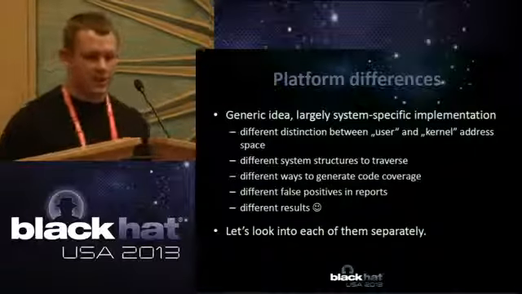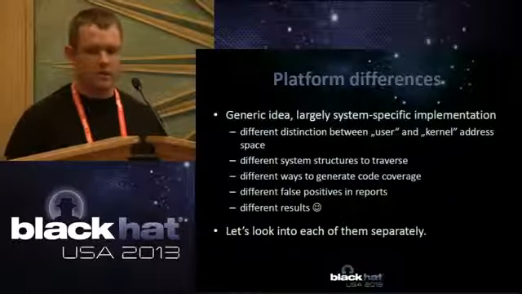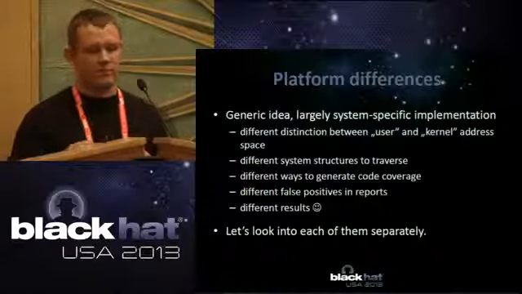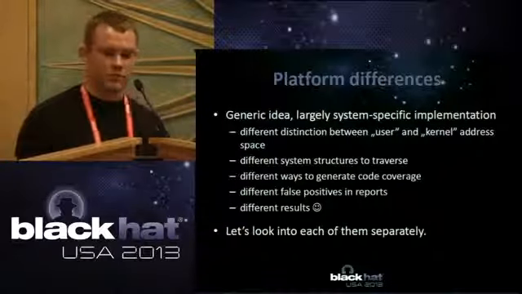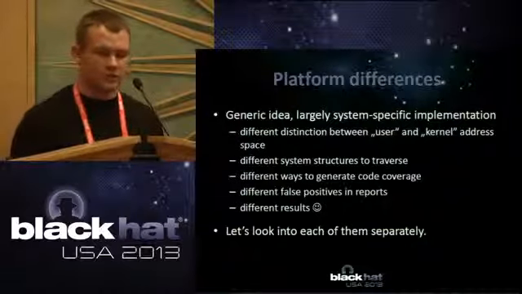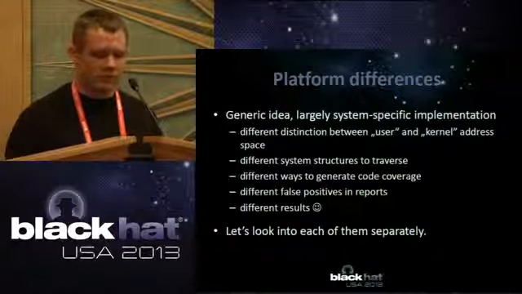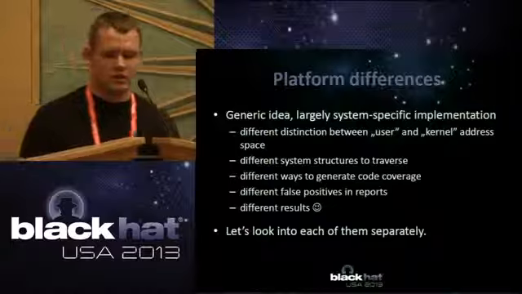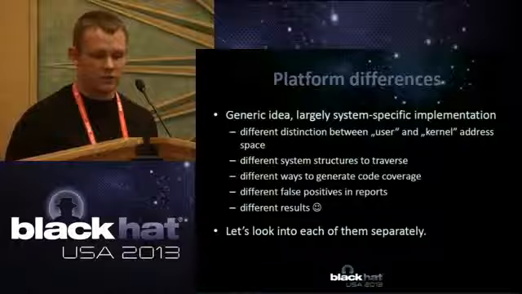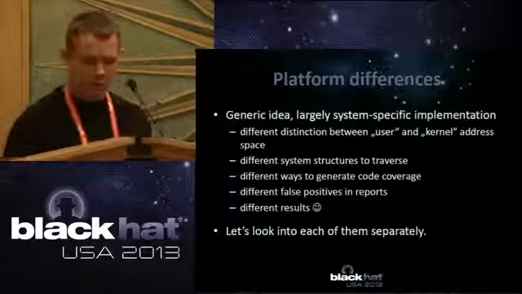So even though the idea for detecting double fetches is generic and applies to all operating systems, there are many system-specific things that we need to address. So there are different distinctions between what user mode and kernel mode memory is. And we have different system structures to traverse to fetch the data that we need to fill in the information about the context of the read. We have also different ways to actually generate code coverage of the kernel, and different false positives that we need to filter out, and obviously different results. So we need to look into all of these platforms separately.